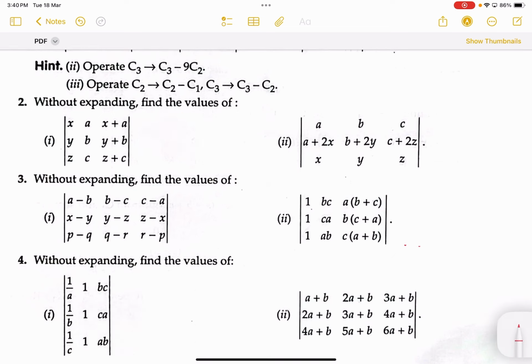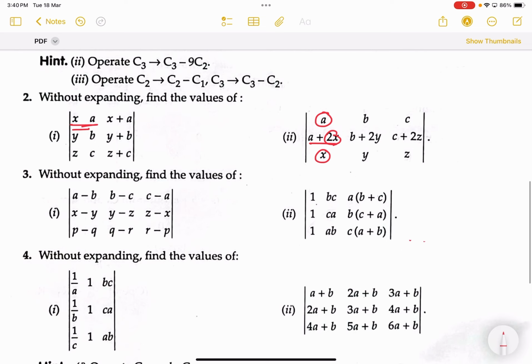Ma'am, the first row is added with 2 times the second row. Very good. See, third row. Look here, A plus 2x is there. In the first row, here you just added these two, but here 2 times x you have to add, right? Understood, children? So what you are going to do? R1 you are replacing with R1 plus 2 times R3. Clear? So R1 will become A plus 2x, B plus 2y and C plus 2z.